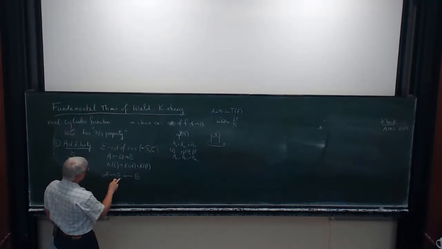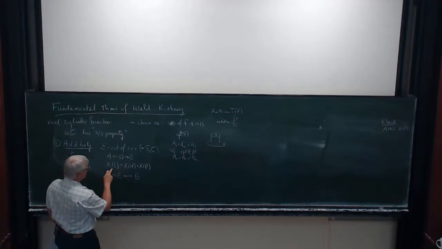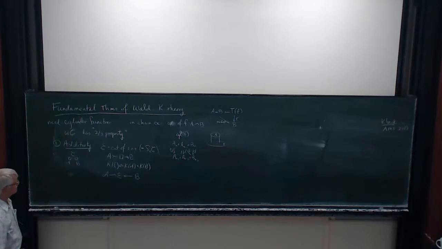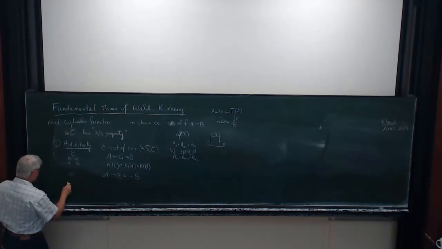This Waldhausen functor gives you a map from the K-theory of A to the K-theory of E. This Waldhausen functor gives you a map from the K-theory of B to the K-theory of E. And so then you have a natural map like this, and the assertion is that that's an exact sequence. So here's an example.